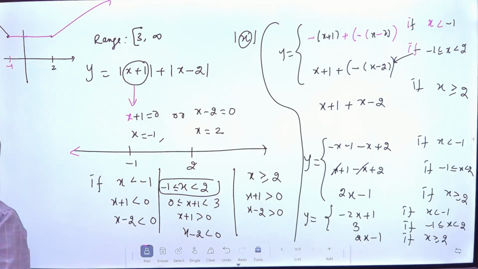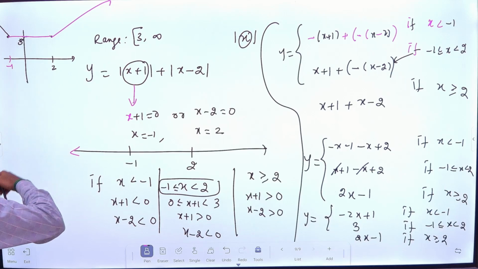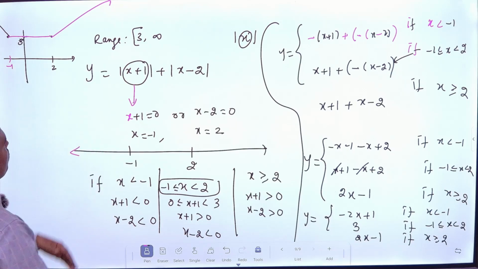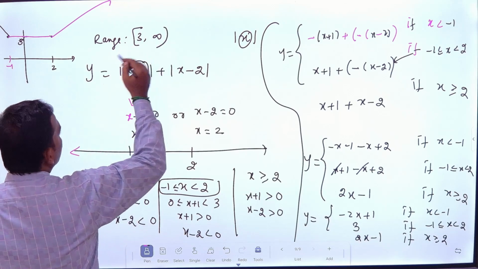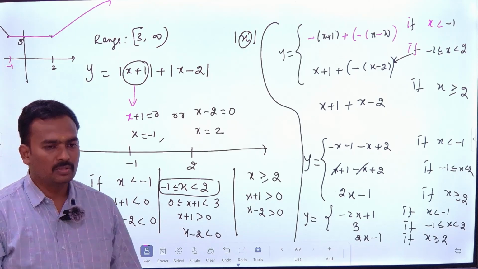Why am I saying 3 to infinity? Because you can see on the y-axis, the minimum here is 3. The maximum we cannot find out. That's why we are putting plus infinity, 3 to infinity. Clear? So I hope that everyone understood.